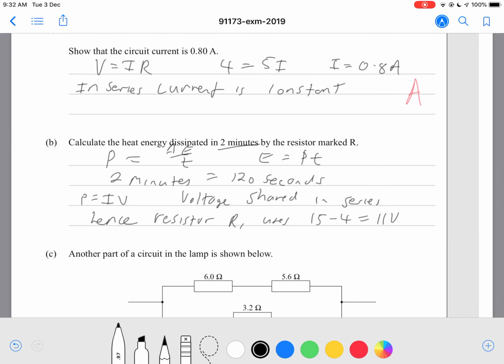Alright, now we can use our relationship P equals IV. So P equals 11 times 0.8. And that should give you an answer of 8.8 watts of power. So 11 times 0.8, that's 8.8.